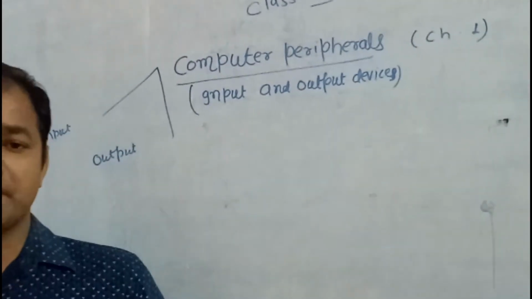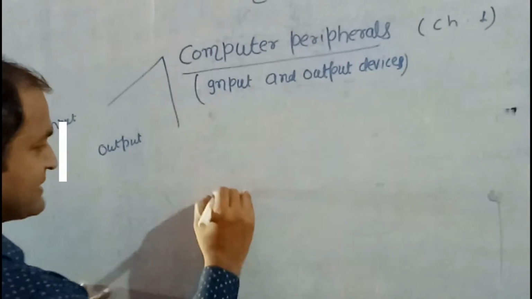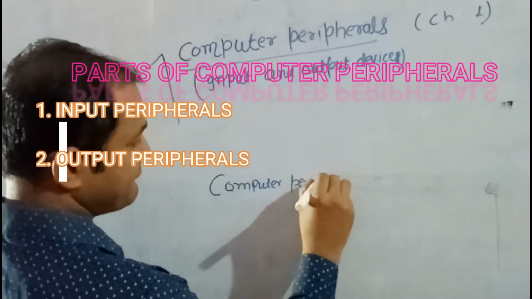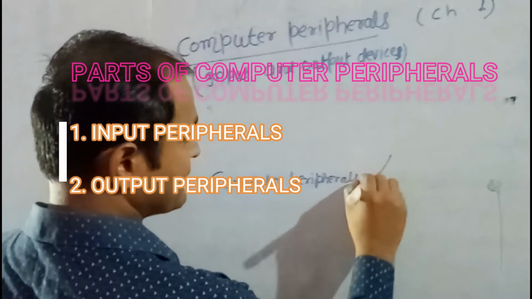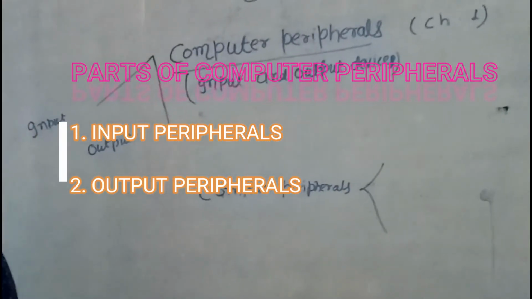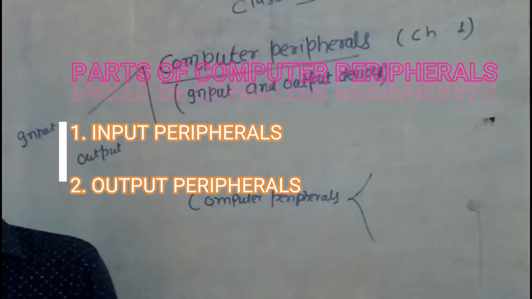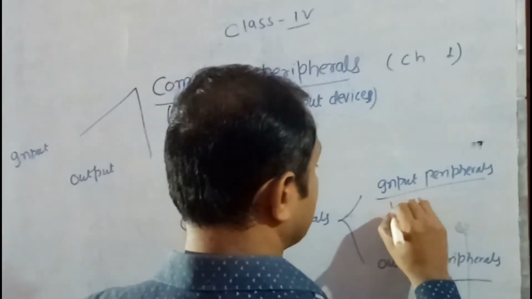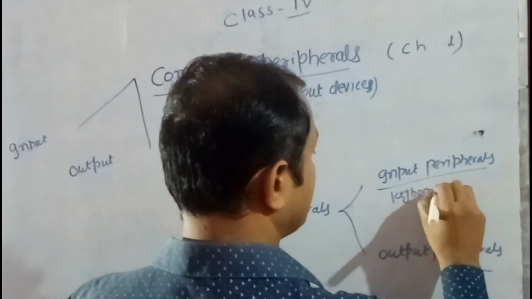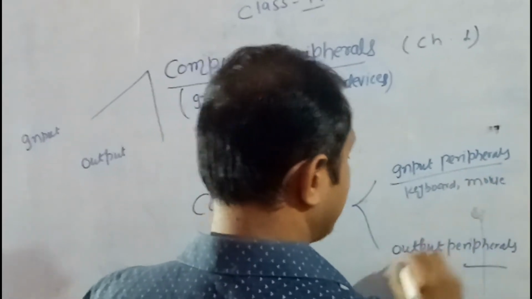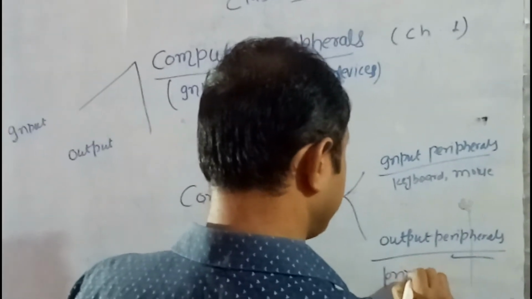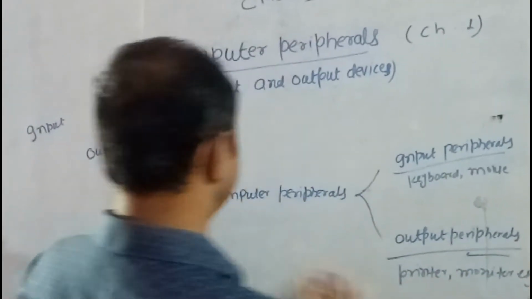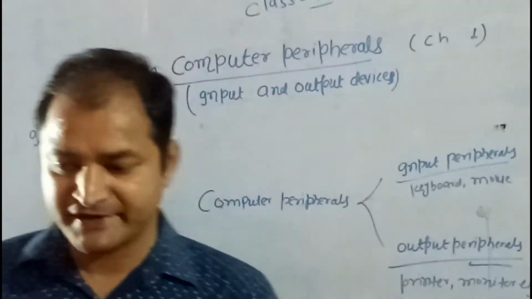There are two important parts of computer peripherals: input peripherals and output peripherals. Input peripherals are such as keyboard and mouse, and output peripherals are printer, monitor, etc. This is the computer peripherals.